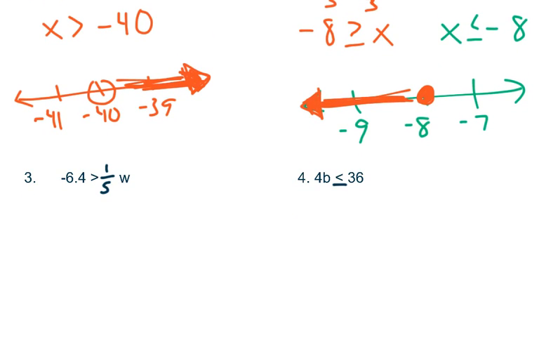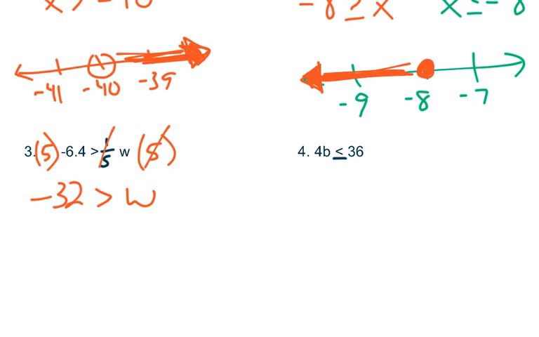All right, number 3, negative 6.4 is greater than 1/5 w. When you've got a fraction in front of a variable, to get rid of the fraction, you've got one of two options. You can either divide by the fraction, or you can do what I think is easier and multiply by its reciprocal. Reciprocal, again, means just flip over the fraction. So the reciprocal of 1/5 is 5, or 5 over 1. So we'll multiply both sides by 5. The 1/5 and the 5 cancel each other out. On the right-hand side, I'm just left with w. On the left-hand side, if you need a calculator, please feel free to use that. 5 times negative 6.4 is actually negative 32.